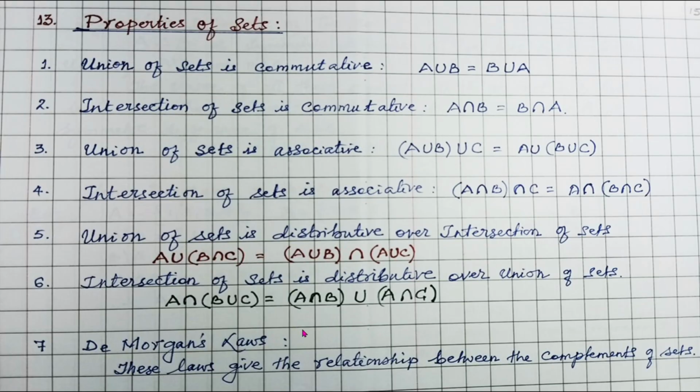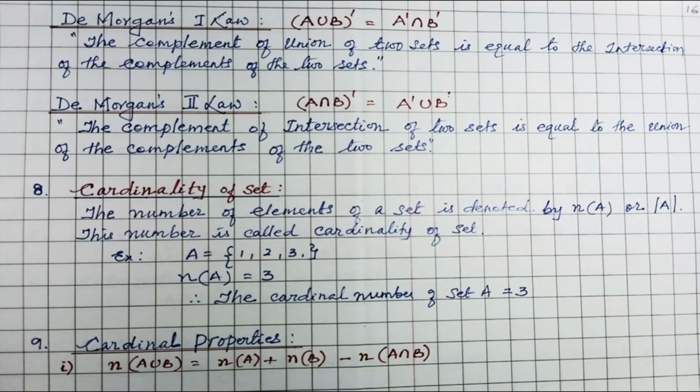Again, another very important property is De Morgan's laws. These laws give the relation between the complement of sets. Now let us define the two De Morgan's laws, De Morgan's first law and De Morgan's second law. The De Morgan's first law states that the complement of A union B is equal to the intersection of the complements of the two sets A and B. The complement of union of two sets is equal to the intersection of the complements of the two sets.